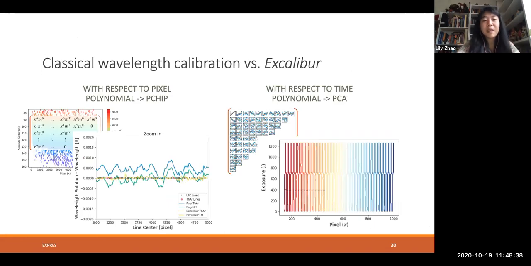So as a review, in classical wavelength calibration, when you try to interpolate with respect to pixel, you would use a polynomial. But here we can use a p-chip interpolator, which is a pretty basic cubic spline, but it enforces monotonicity instead, which helps with some deviations in the wavelength solution. And when you interpolate with respect to time, we used to use a polynomial, but now we can use principal component analysis to instead use all of the calibration images to identify the largest variations in the spectrograph, and use those to construct denoised and patched line positions.